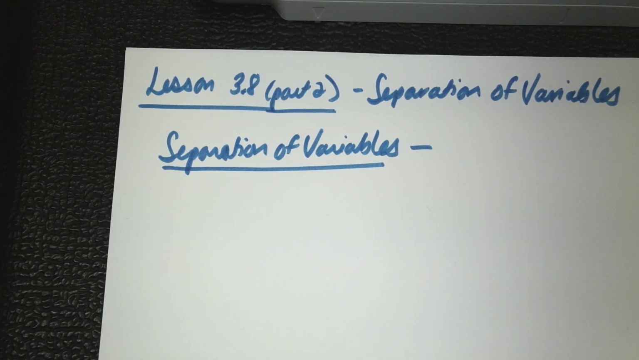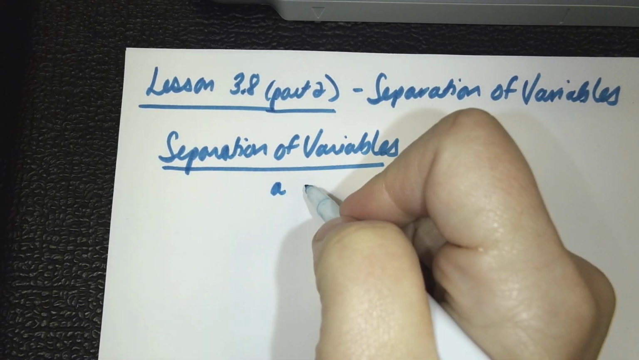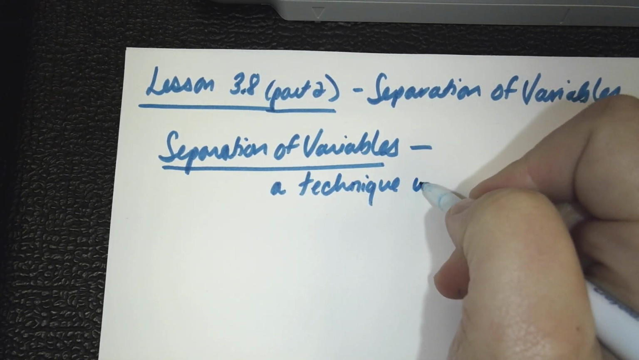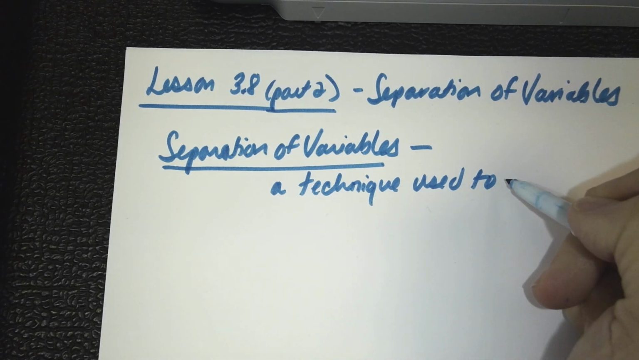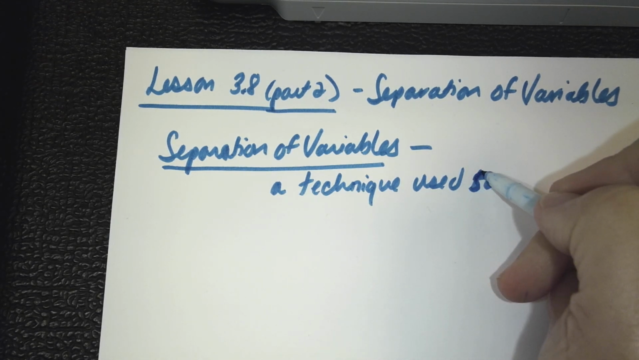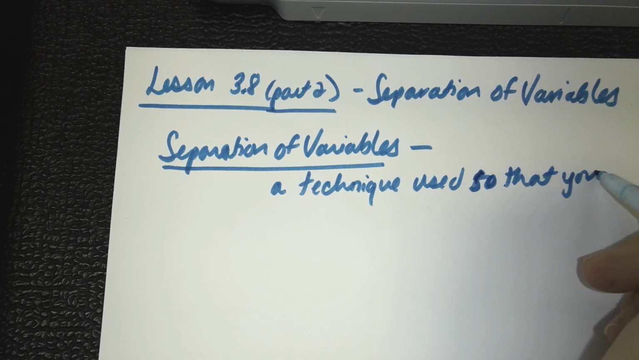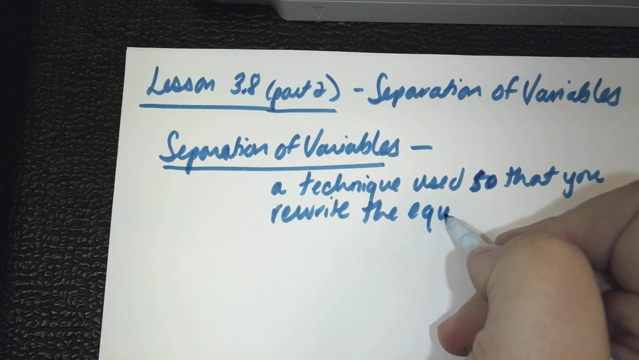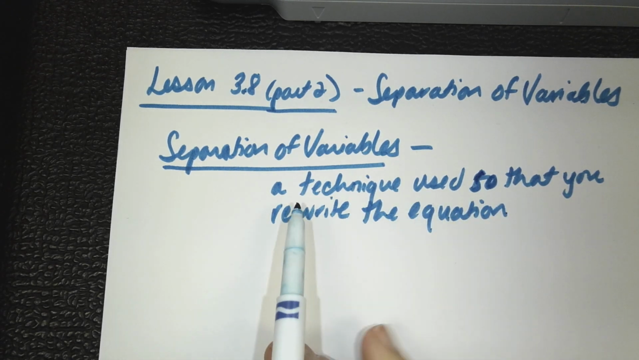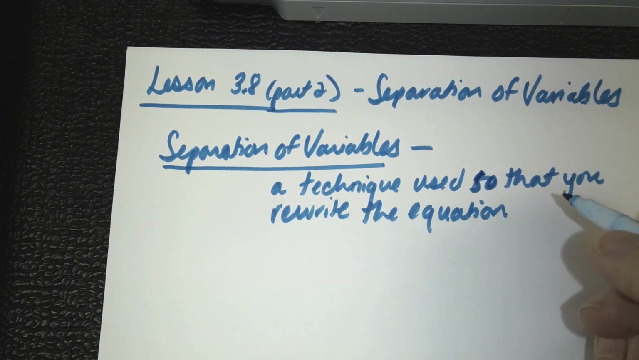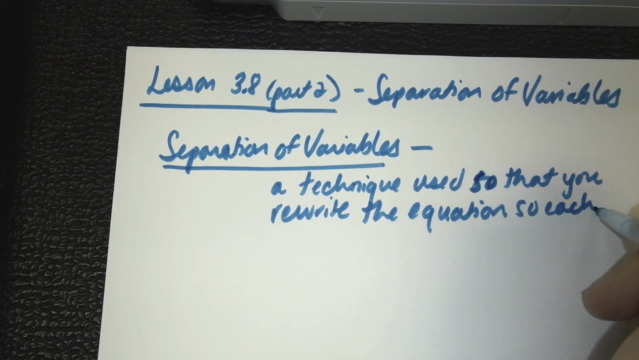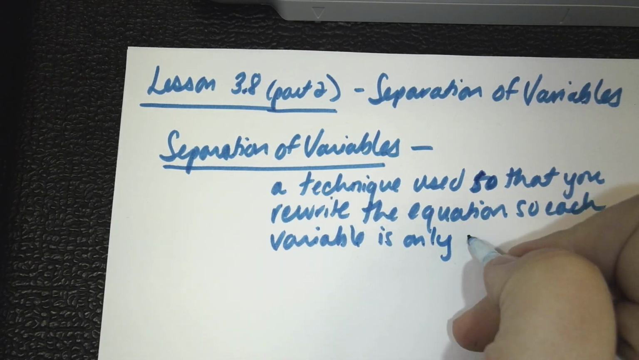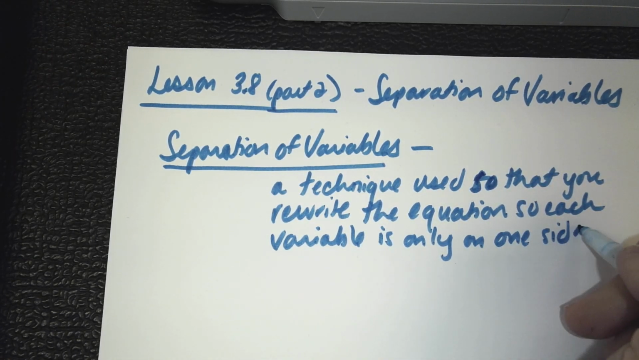Separation of variables. That's the method we're going to learn today, and I'll just explain what you're doing. It's a technique used so that you rewrite the equation so each variable is only on one side. That's the whole point of it.